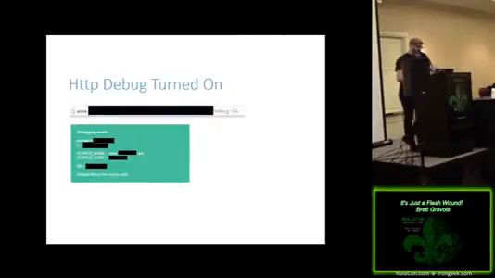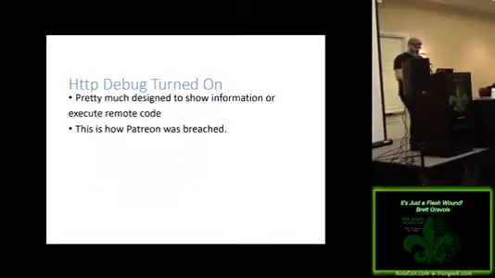This is my personal favorite, HTTP debug turned on in production. Basically, as you can see here, I had to redact a lot of this stuff, but it's giving me the server name, the server address, and it's giving away DB information. So why is this bad?